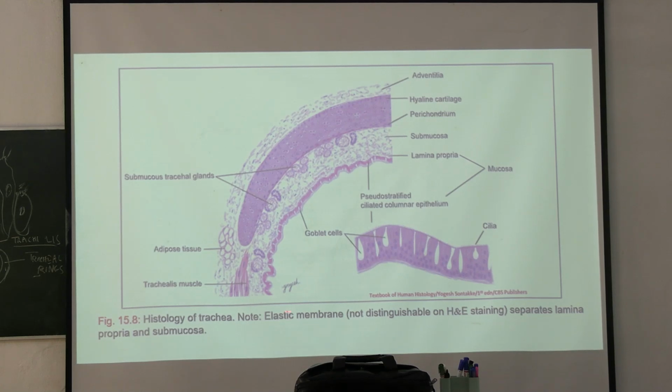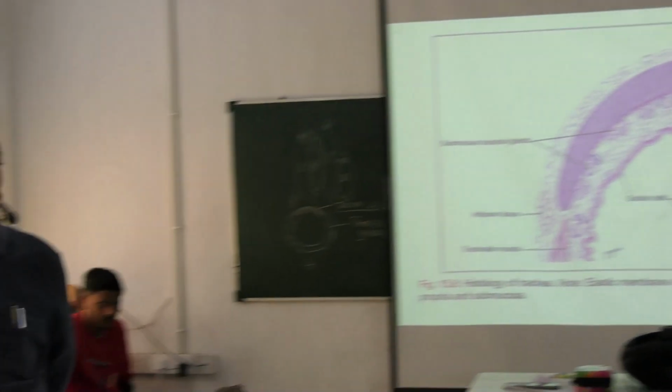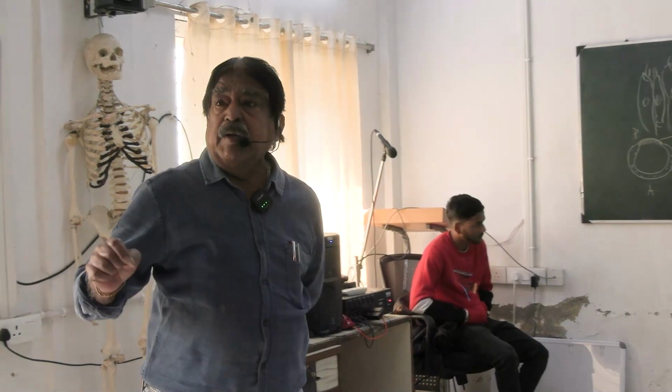And see, the elastic membrane, not distinguished in H&E stains, separates lamina propria and submucosa. If you are answering this after viewing the slides, you don't write elastic membrane. Even if you write, then you have to mention that H&E stain does not depict elastic fibers. It needs a special stain.